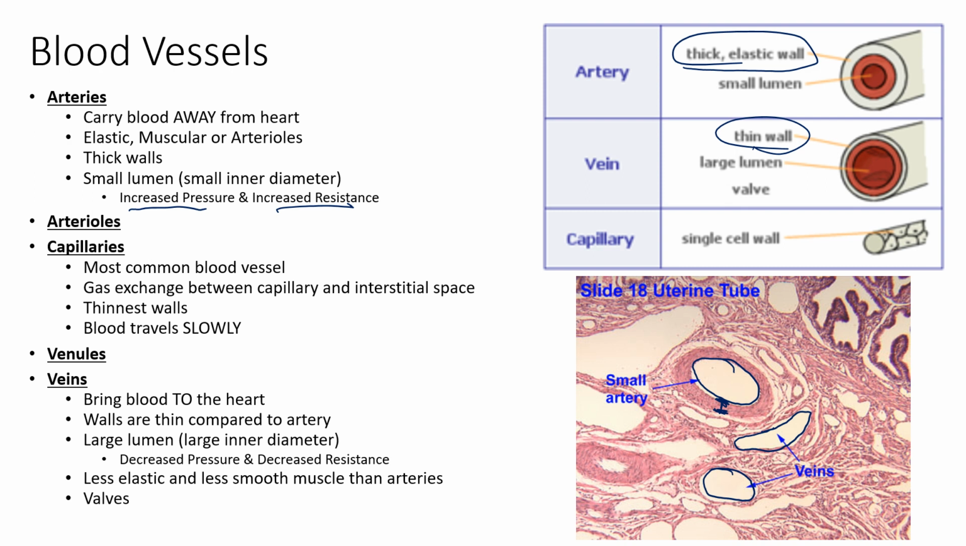Venules, as blood passes out of the capillary, it's going to enter into veins, specifically small veins, which are called venules. And then those venules are going to merge together to form larger and larger blood vessels called veins. When we look at veins, they're going to bring blood towards the heart every single time.